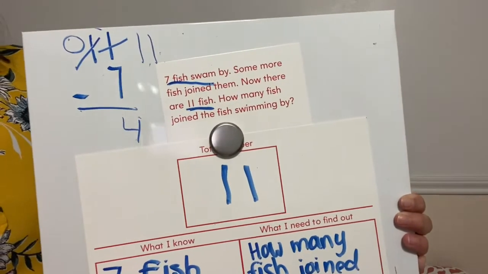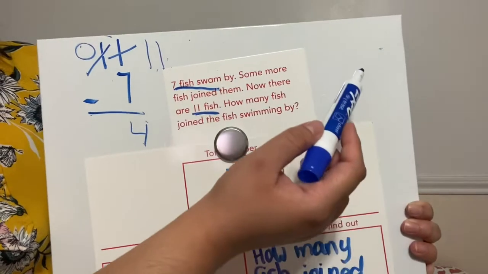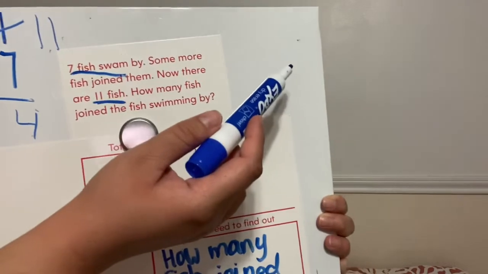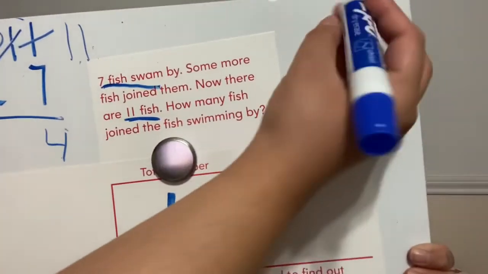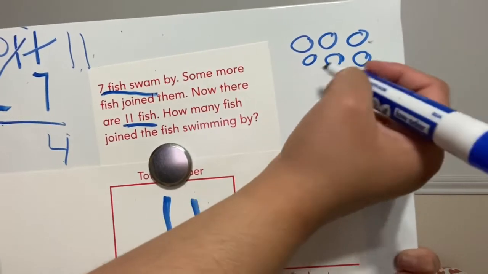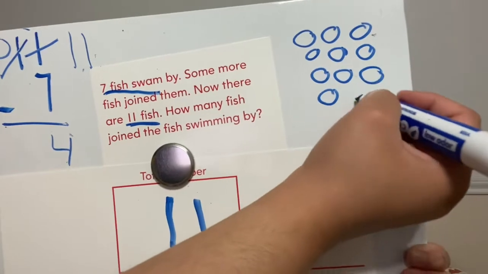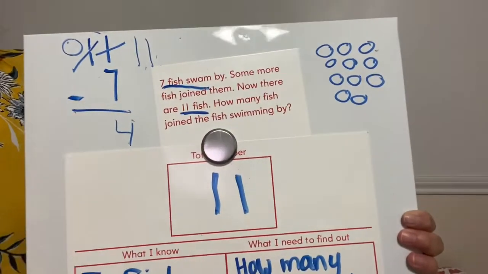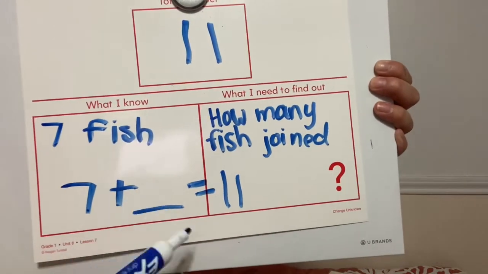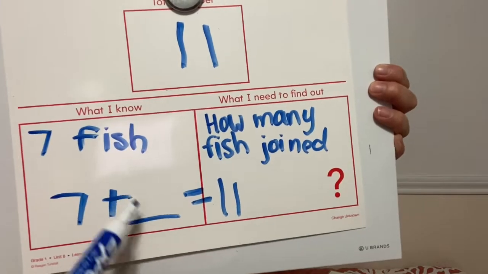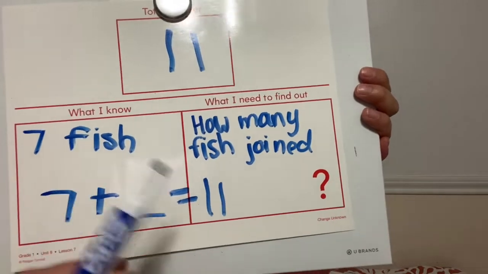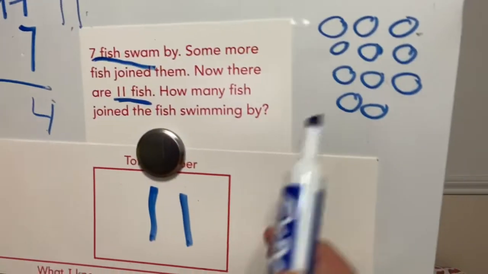Now, an easier way to do that is to just draw 11 fish and then take away 7. But instead of fish, I'm going to draw circles. So let's get started. So we have 1, 2, 3, 4, 5, 6, 7, 8, 9, 10, 11. Now we need to subtract 7 because remember, we have this addition problem and we need to find that missing part. But in order to do that, we're going to have to subtract 7 from 11. So 11 minus 7. So let's take away 7.